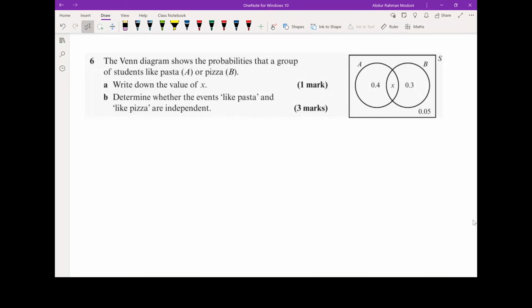Now, as we can see here, this Venn diagram is one that's not showing frequencies, but instead it's showing probabilities. It mentions it in the question. We know that probabilities should add up to 1 for the whole sample space. So the total is equal to 1 for the sample space, since the sample space represents all the outcomes. So in this case, that first part is just simply a case of adding everything up.